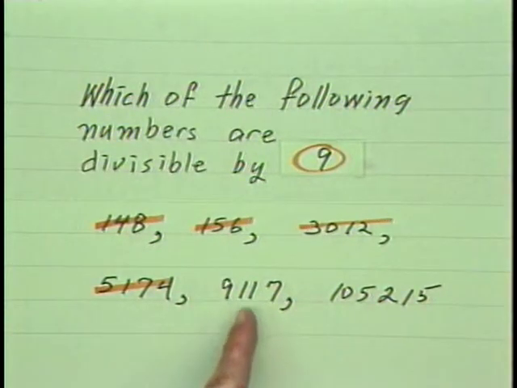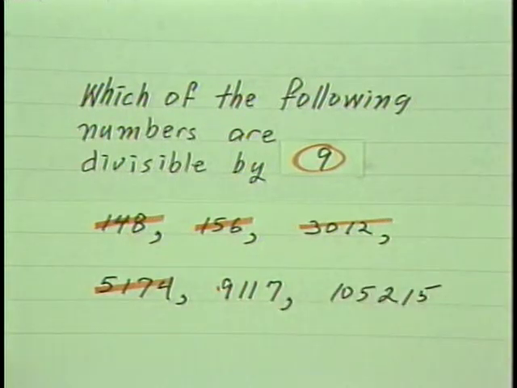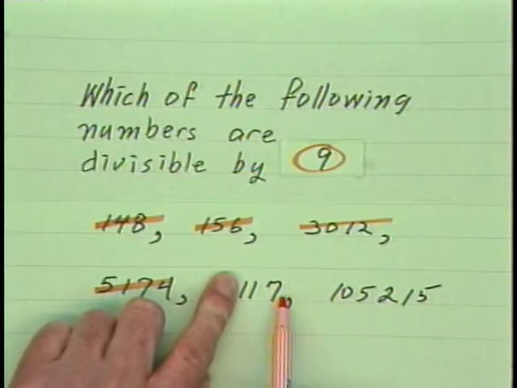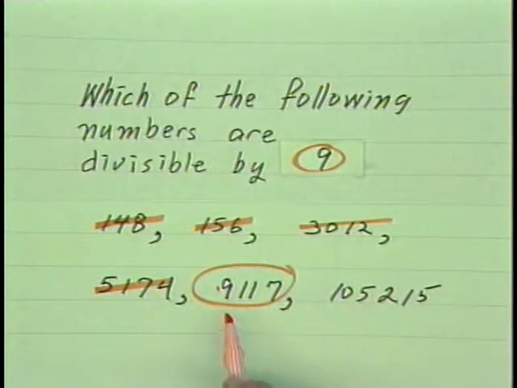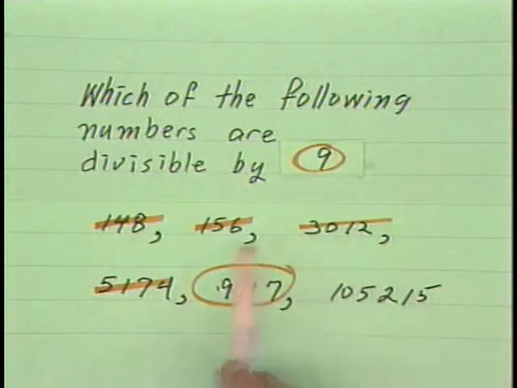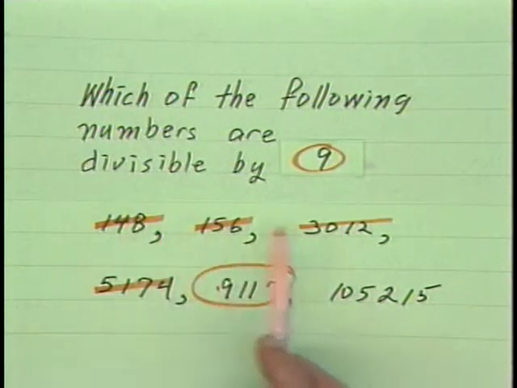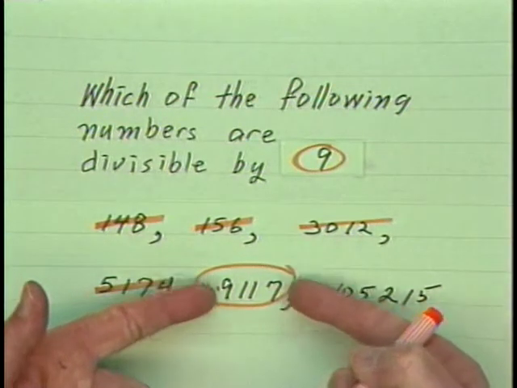9 and 1 is... now note, 9 goes into 9, so I'll cast that out. 1 and 1 is 2, and 7 is 9. 9 will go into 9, hence it will go into 9,117. So see, if I wanted to see if 9 will go into these, I would have been wasting my time trying them. I can tell that without trying them. But now I know it will go into this, so I can try.